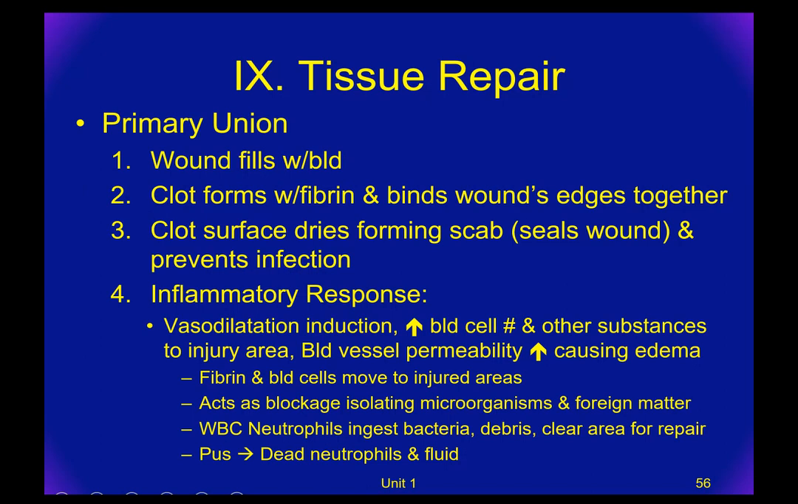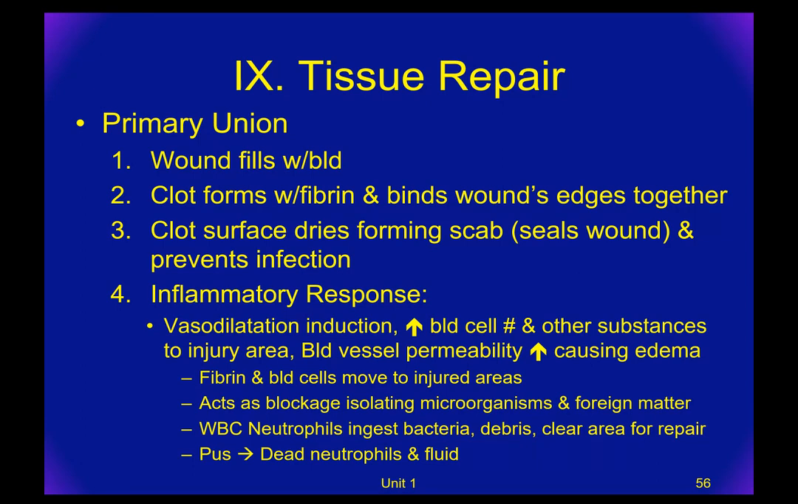So in a primary union, the wound would fill with blood. You'd have a clot form with fibrin. And the fibrin, notice the name, fibrin, is fibers that bind the edges of the wound together. It's almost like it seals the wound, okay? The clot surface dries, it forms a scab that seals the wound. That actually helps to prevent infection. It's like putting a cap over a hole, okay?